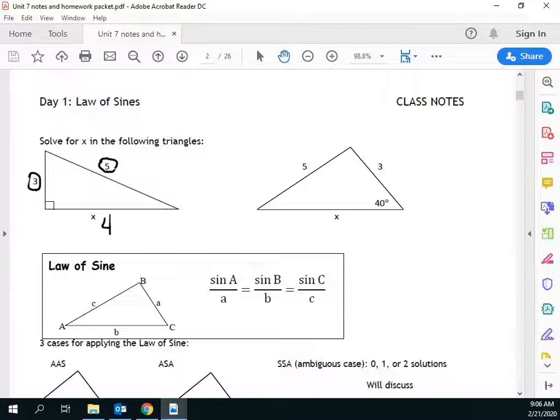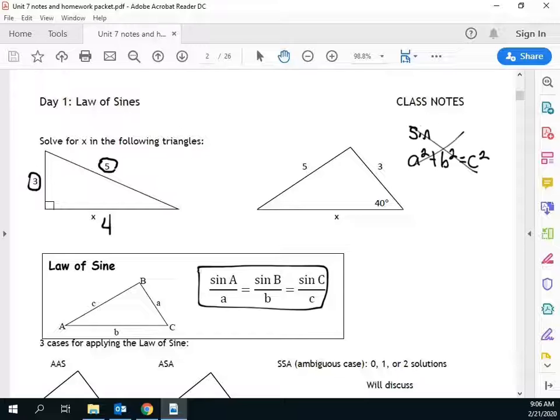So the idea of using sine or the Pythagorean theorem will not work here because those only work for right triangles. So now the idea is, what do we do in order to find this one here? And this is where we use our law of sines. Law of sines basically sets up a ratio, as you can see here. And if you notice from the diagram, it's the sine of one angle over its side length.